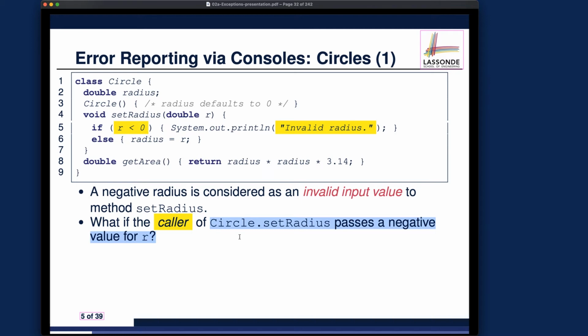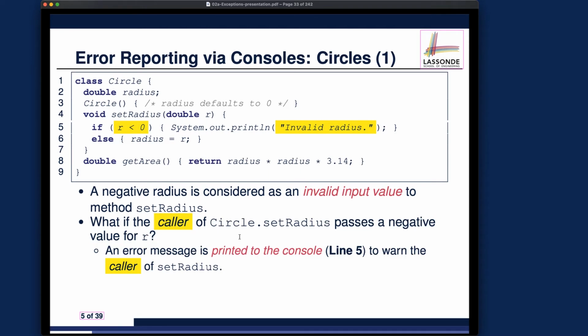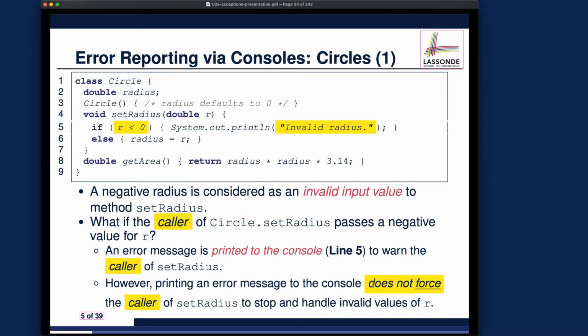This will illustrate what the problem is, and also the limitation of using console messages for error handling. An error message is printed to the console, as line number 5 is defined here, to warn the caller not to pass some negative value. However, what's the problem? When some error really occurs, the only thing we can do from the callee, which is setRadius, is simply to print out some error to the console. But that console output imposes no obligation on the caller to do anything to handle the error. So that's a problem. Printing an error message to the console does not force the caller of setRadius to stop and handle invalid values of r. Let me illustrate that to you.